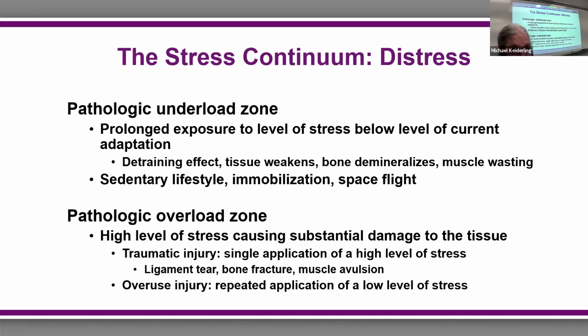And then the pathologic overload zone is where a high level of stress causes substantial damage to the tissue. This can be because of a traumatic injury, a single application of a high level of stress, like a ligament tear, a bone fracture, muscle avulsion, or an overuse injury, repeated application of a lower level of stress.